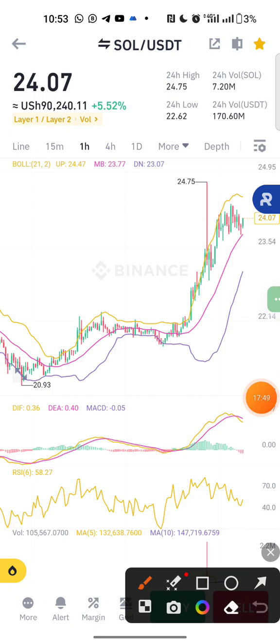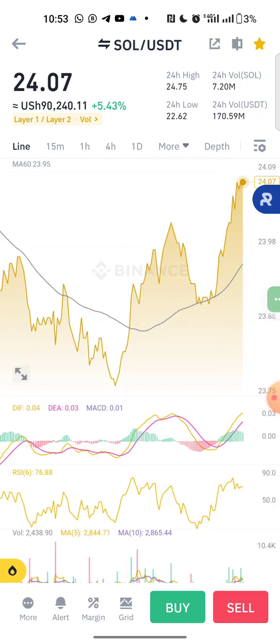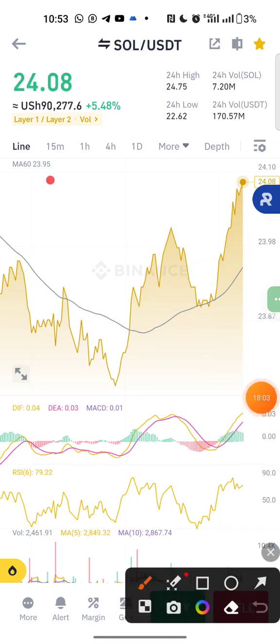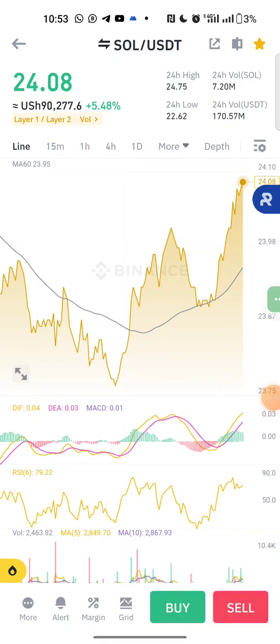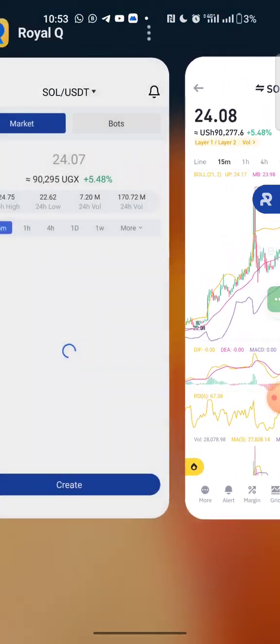Now on Binance, when we open, we have here a line, so you can choose your display to be in a line form. Hope we can see that it is in the line form. Okay, you can see that is in a line form. Or you can tap on 15 minutes to get it in a graph form. So when you tap on 15 minutes, it will appear in graph form. Okay, also let's now go to Royalq.